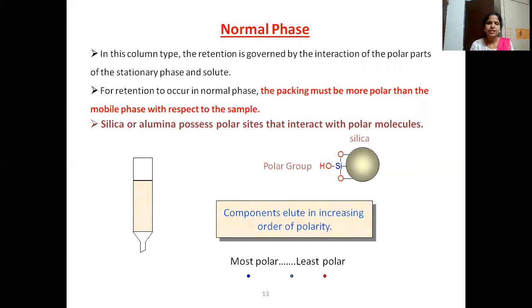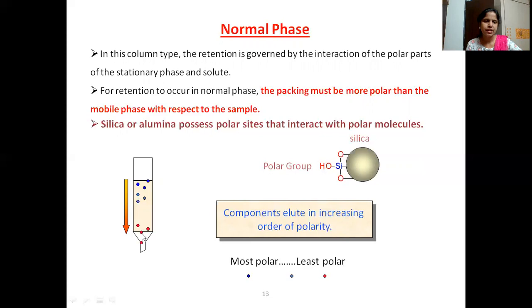Just remember, in normal phase the stationary phase is more polar. An example is silica. Here you can see the OH groups exposed, which are bonded to the silica, and that acts as a polar group. Now when this column is packed with such polar stationary phases, silica or alumina, how will the components get separated, and which component will be eluted first? Here we have different colors: these are different components coming out, dark blue, light blue, and red. Which component is coming out first? It is the red component.